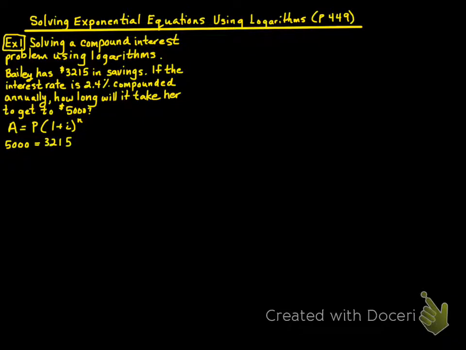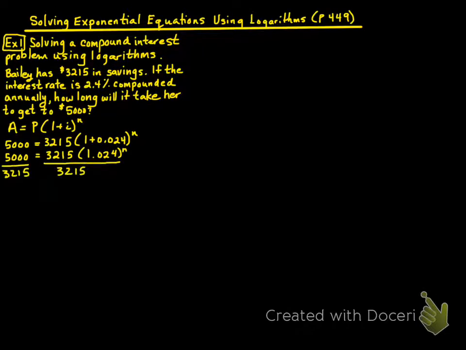1 plus the interest rate would be 1 plus, and then the 2.4% in decimal form, so it would be 1 plus 0.024. All of that to the power of n. Now we can simplify our equation and solve for n using logarithms. We can say that this is going to be 5,000 equals 3,215 times 1.024 to the power of n.